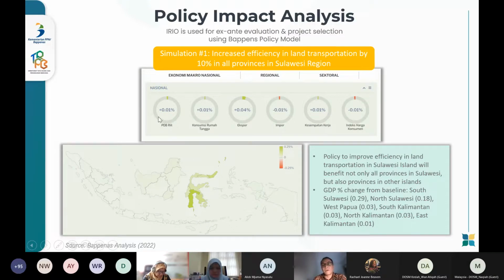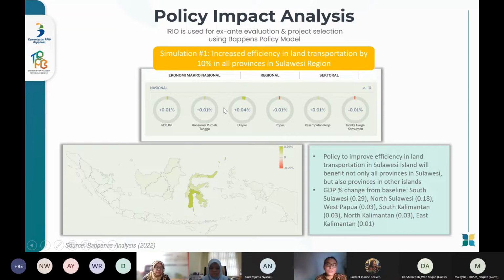In the box above, we can summarize the aggregate impact on real GDP, household consumption, export, import, employment, and also the consumption price index. All of this is represented as a percentage change.